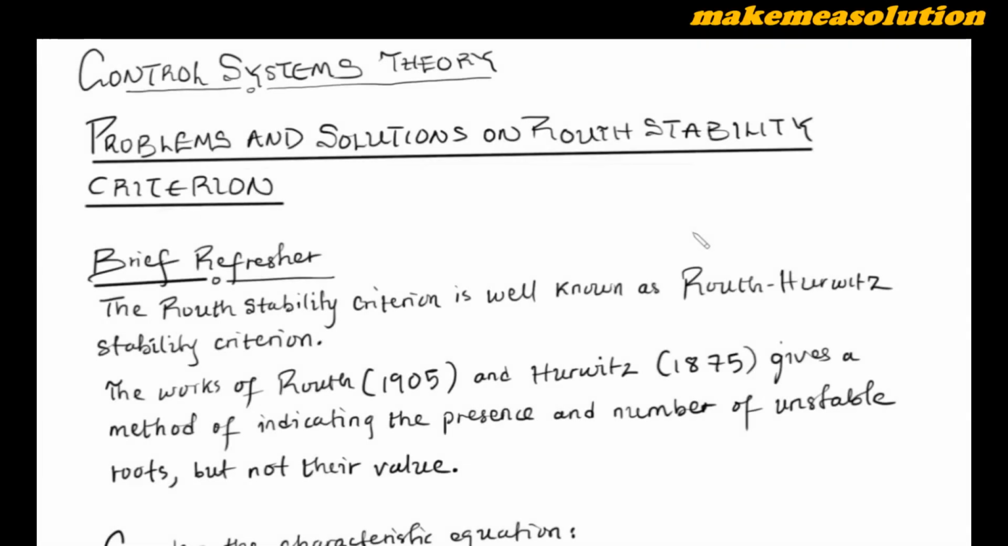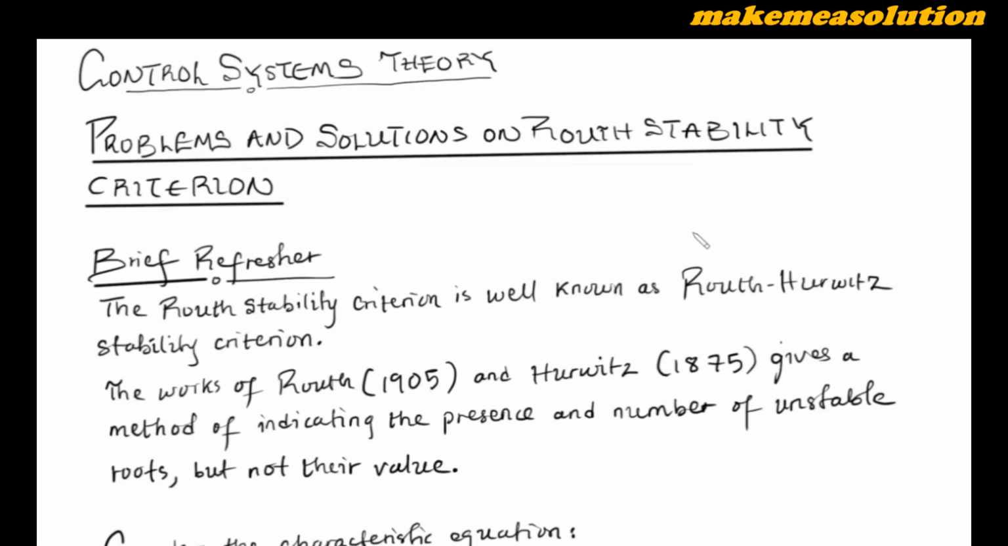So today we are going to be learning control systems theory, and precisely we are going to be learning about stability criterion. Now the stability criterion we're going to be considering today is Routh's stability criterion. So if you're not too busy, grab your pencil and your paper because you're going to learn a lot.